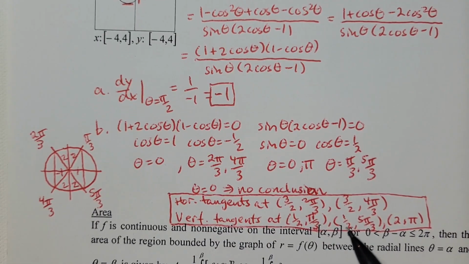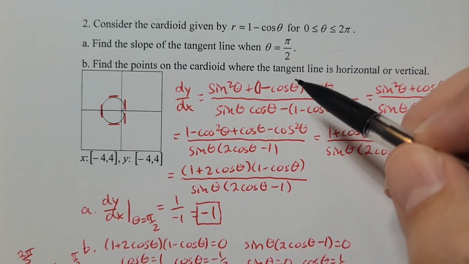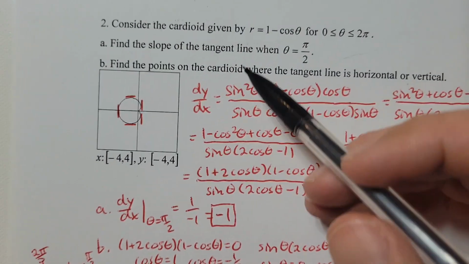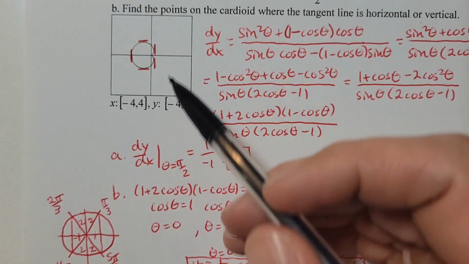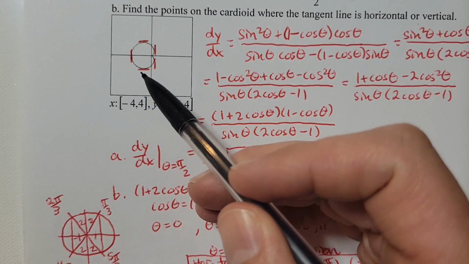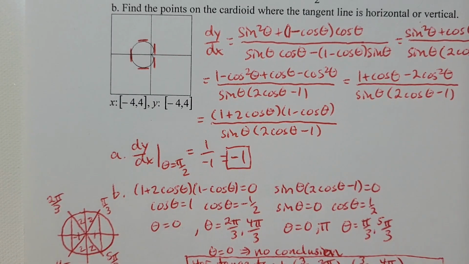And then at 4 pi over 3, cosine of 4 pi over 3 is -1/2. Okay, so 1 minus -1/2, that's 3/2. So on the 4 pi over 3 radial line, I also need to go out a unit and a half and plot a point, and that's where my other horizontal tangent is going to be.